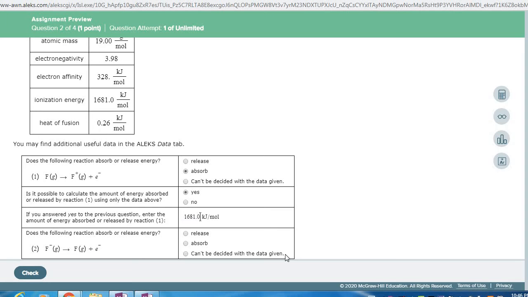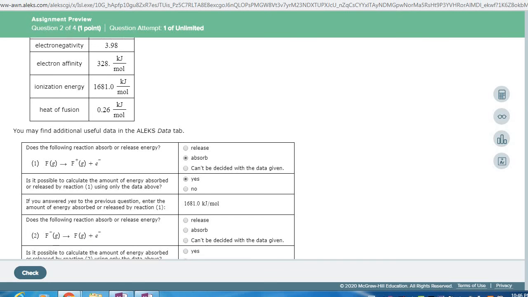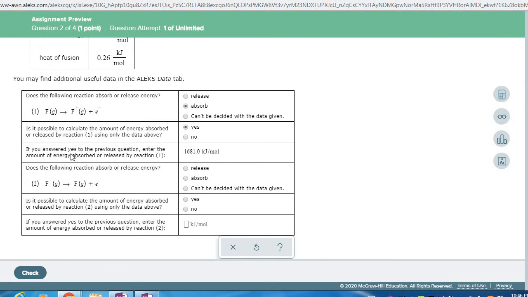1681.0 kilojoules per mole. Alright, so here's a slightly different setup. Find the neutral. This is fluorine, and we're adding an electron to that. This is on the right hand side of the equation to give us the F minus. This is the reverse reaction of an electron attachment.